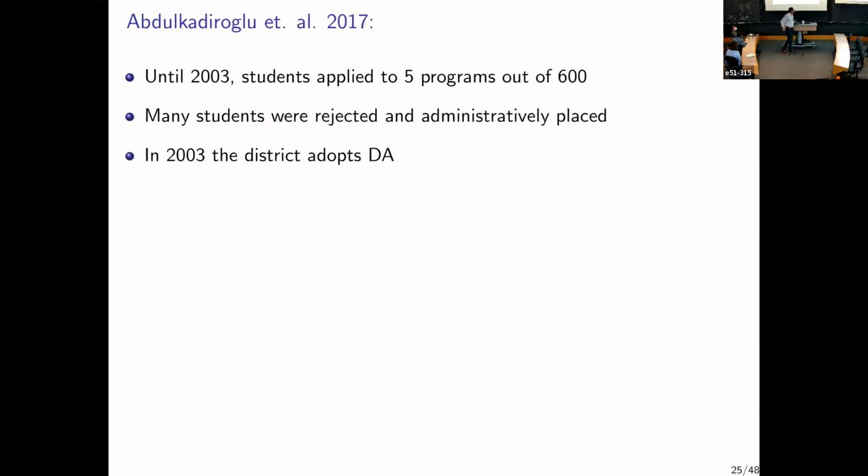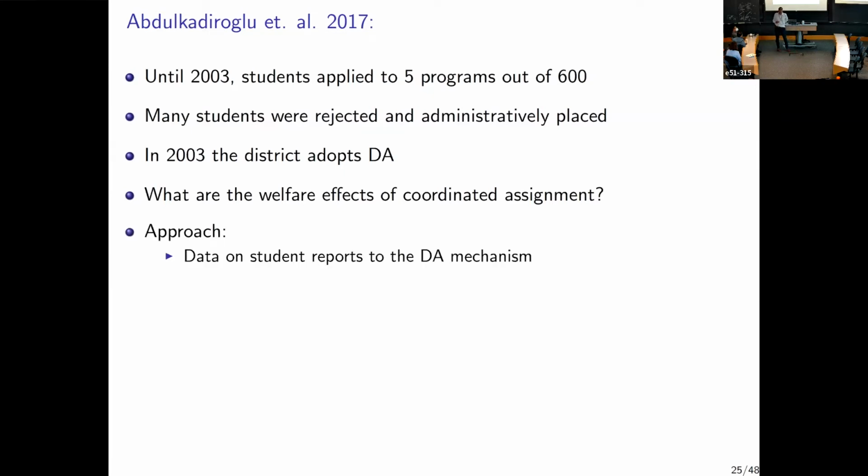Now in 2003, they adopt deferred acceptance. And one interesting question to ask is, does this help students? Are students better off now that they can rank more schools and we have a centralized assignment? So what is the approach? Now they see the reports: they see what each student reported to the mechanism.